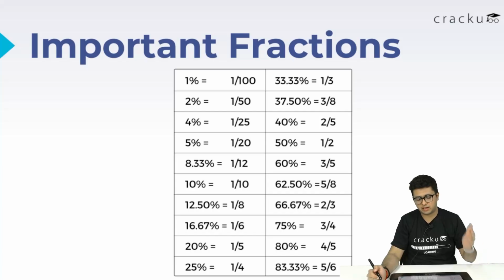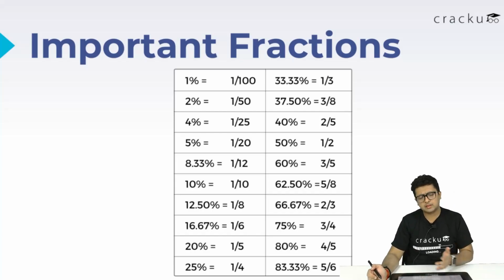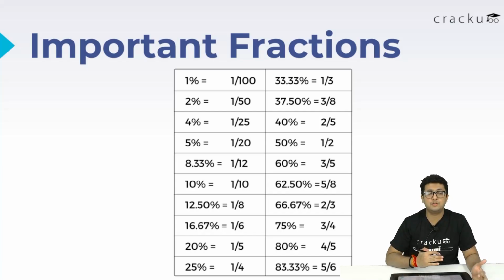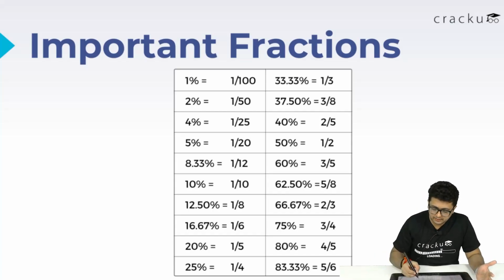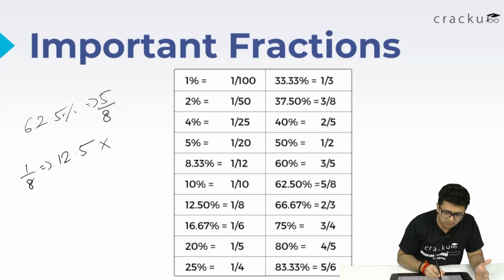So this is the first thing, we have important fractions. I thought before we get started with, let's say, example problems and how to approximate percentages, doing this becomes very important, understanding important fractions, right? Because percentages might seem harder to calculate, but they're not as hard if you understand the fractional equivalent of it. Like 62.5% is nothing but 5 by 8, because 1 by 8, as the table shows, is 12.5%, right? So 12.5 into 5 will be 62.5.